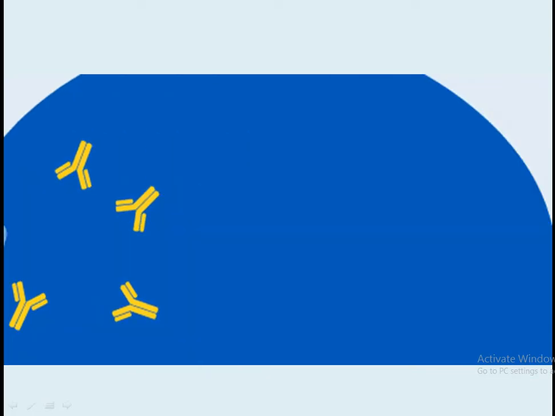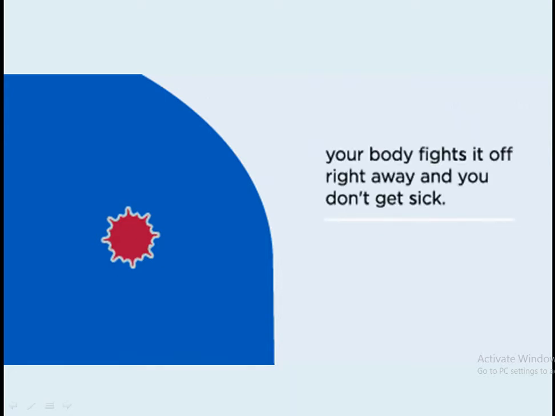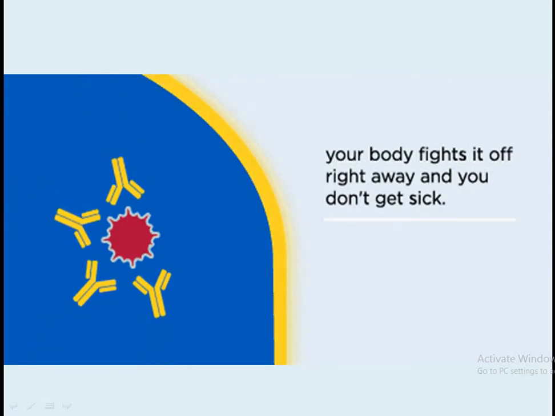Whenever that germ shows up again, what happens? The preformed memory cells activate the immune system. Your body fights it off right away and you don't get sick. This is the advantage, the secondary reaction through the memory cells.